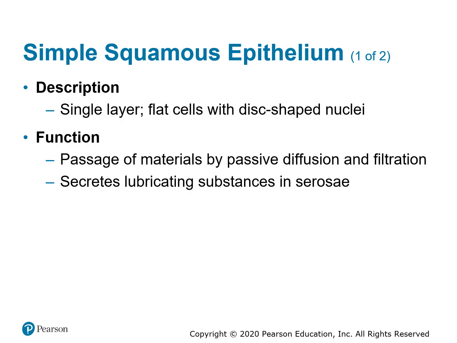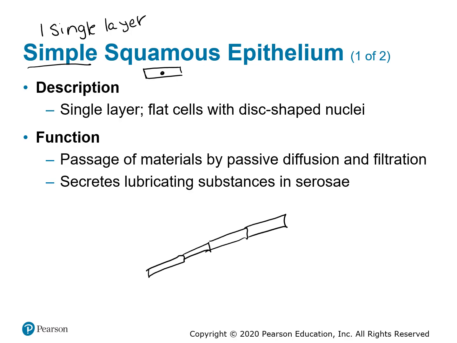So, as we remember, simple squamous epithelium: simple meaning one single layer, squamous meaning those longer than they are tall, and epithelium. So, like the description says, flat cells with disc-shaped nuclei, and essentially their job is to allow for diffusion and filtration, because we have them in these really small single layer places.